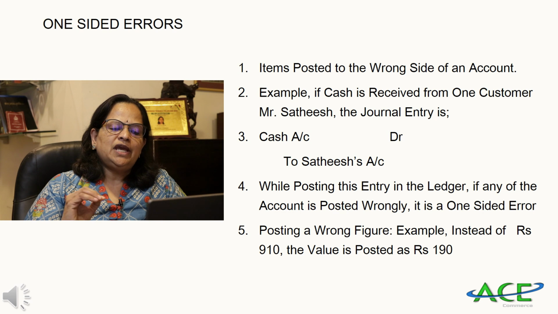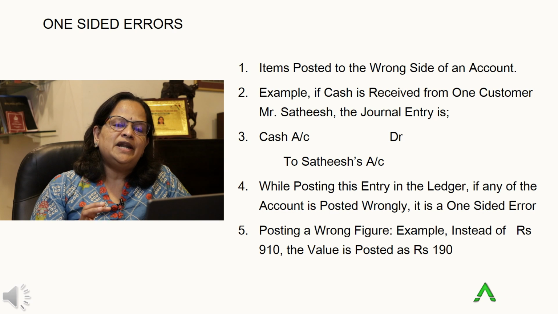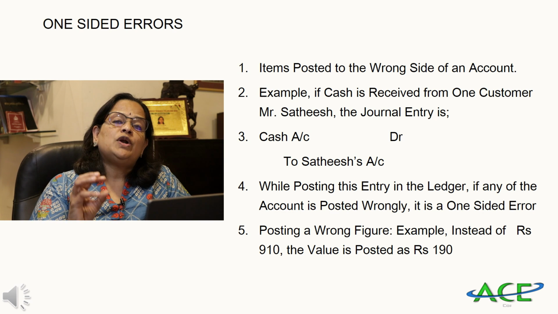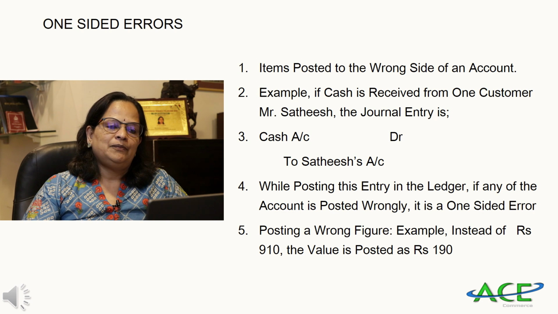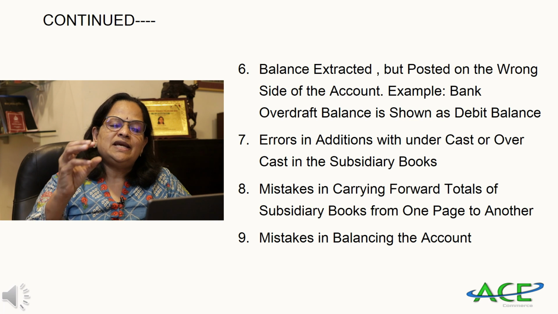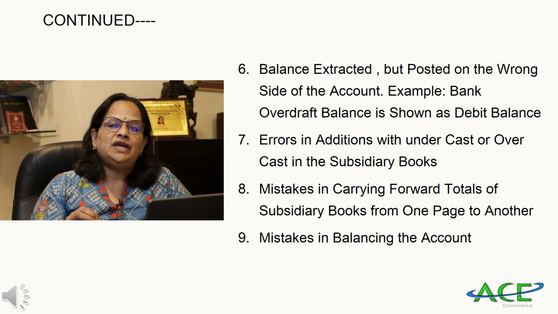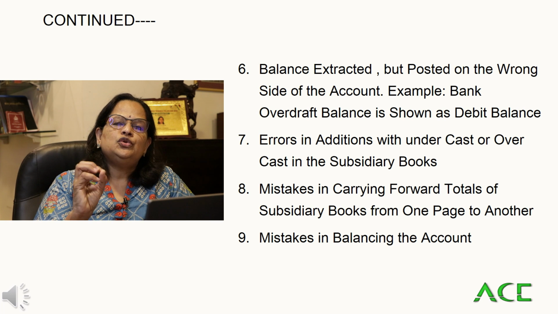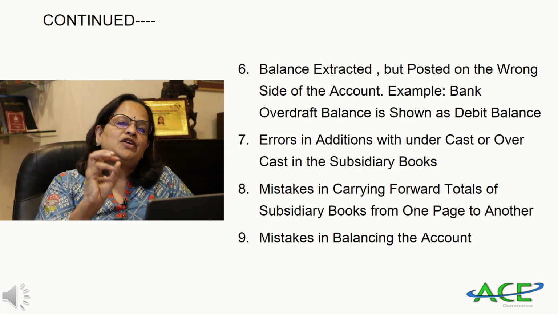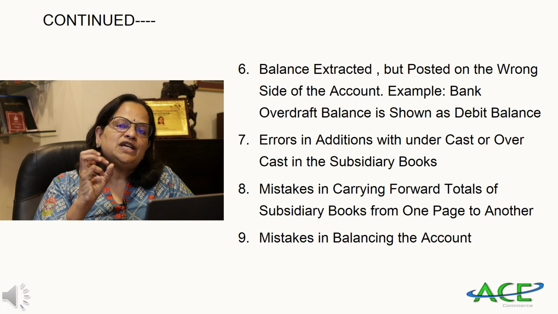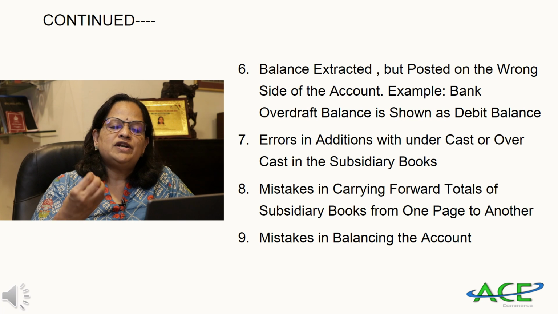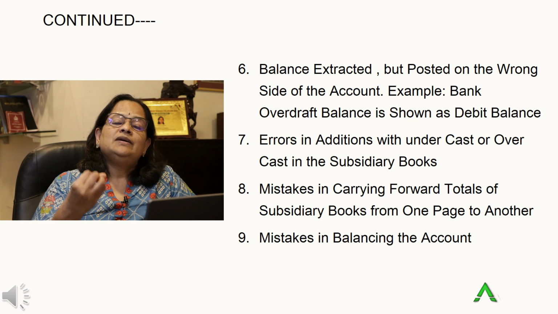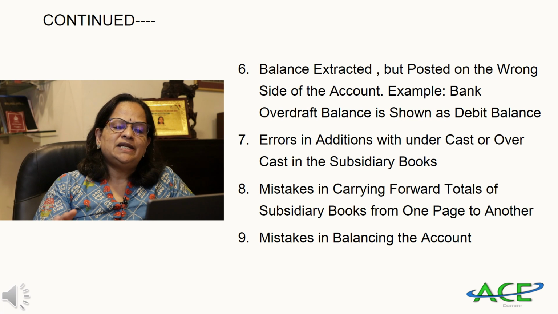Second is posting a wrong figure. Imagine the amount is 910, but we write it as 190. It's an oversight. If 190 is recorded, then it's a one-sided error. Next, a balance extracted but posted on the wrong side of the account. For example, bank overdraft: it should be a credit balance, but we have recorded it as a debit balance. You know that cash will be a debit balance, but we are also thinking overdraft will be a debit balance. Actually, bank overdraft is a credit balance, so we wrongly take it as a debit balance.